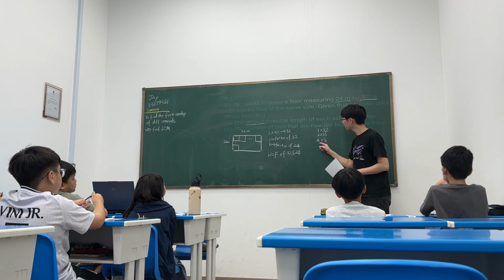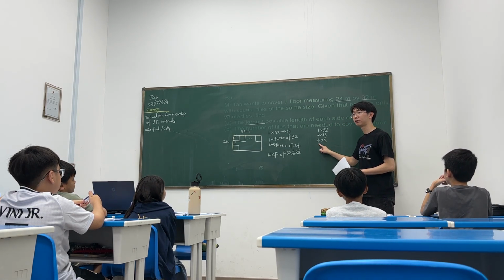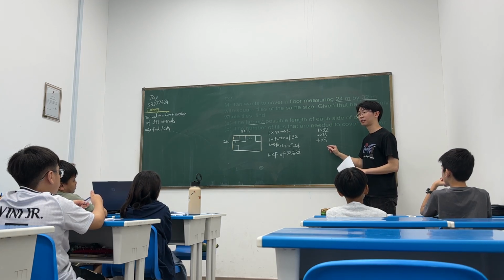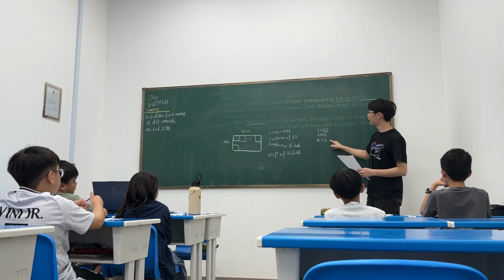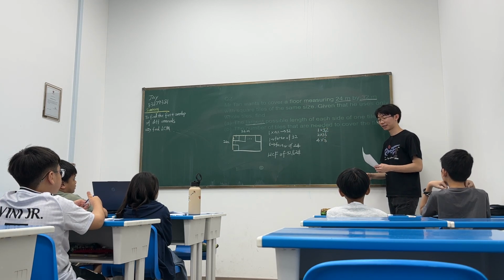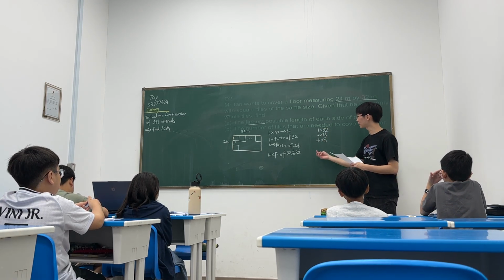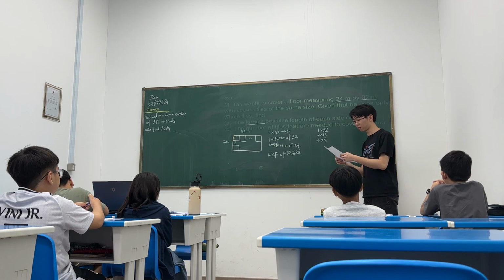Let's think about, are there other numbers here? How about 5? 6? No. 7? No. 8. Oh, we have to find it. So these are all the factors for 32. Now, let's try to find out some factors for 24. Okay, why?